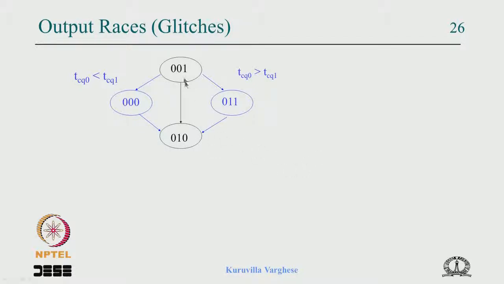In either of these conditions, if the delay doesn't match exactly and one is greater than the other, there are two conditions. There could be a transitory state 000 or 011, and the fact is that we don't know whether these are valid states. Maybe this is part of the state diagram, some other state.